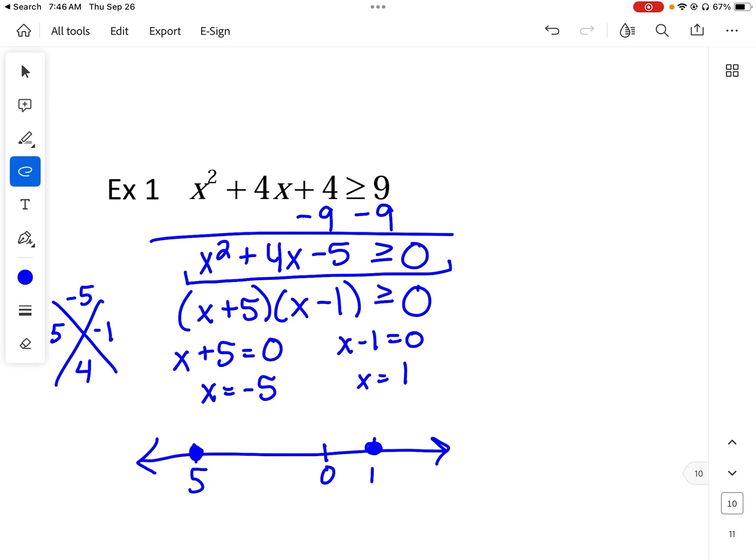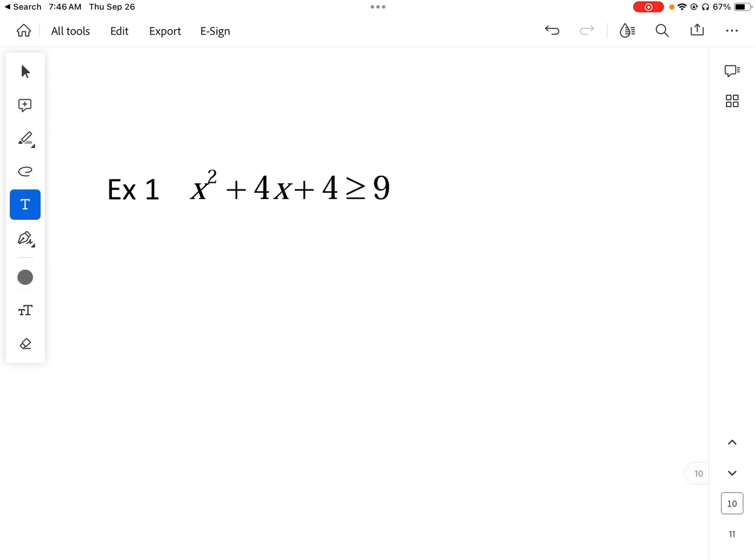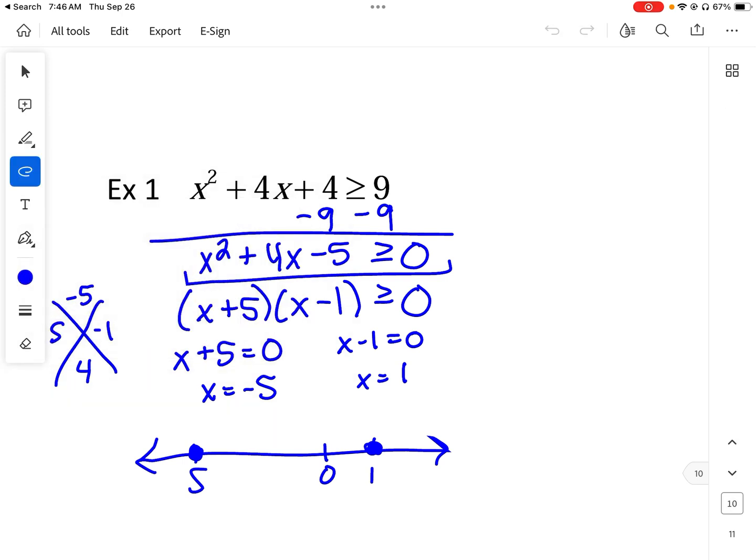Now we're going to figure out which way we are going to shade. This is where we test some points. I'm going to test some numbers out here, some numbers between here, and some numbers here. That way I know what the values are. Are they positive or negative? Because what we want is for this expression to be greater than or equal to 0, so we want positive numbers.